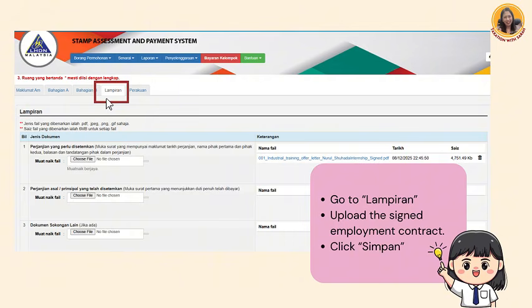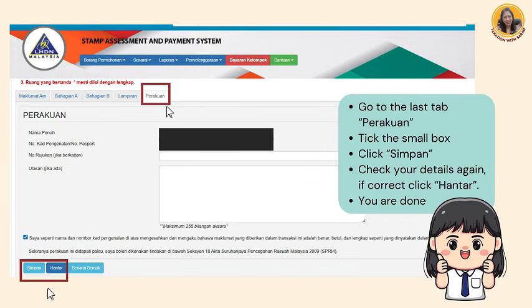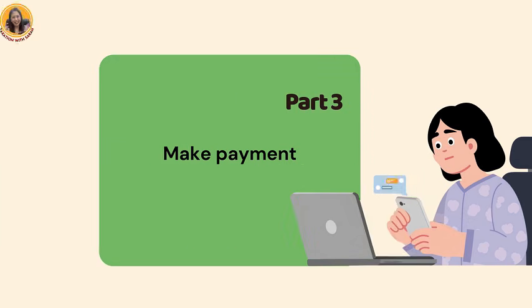Go to Lampiran. Upload the signed employment contract, then click Simpan. Go to the last tab, Perakuan. Tick the small box. Click Simpan. Check your details again. If correct, click Hantar. You are done.